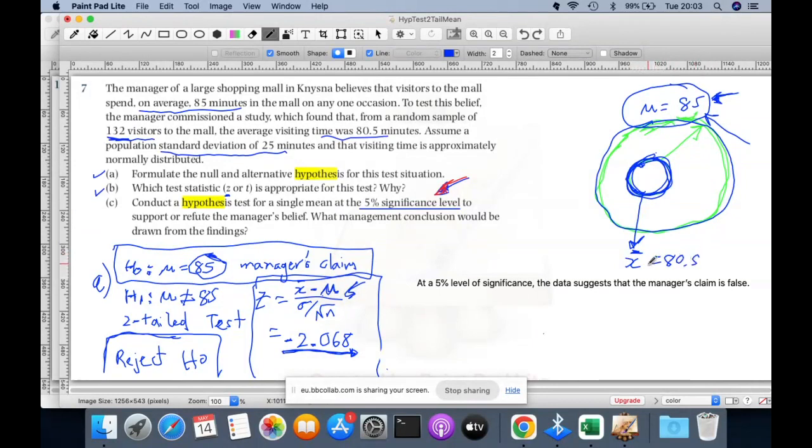Just comparing these two, you can see there is a difference. Now, if someone claimed that the average was 85 minutes, you would expect that if you took a sample, a sample much bigger than 30, whichever sample you took, the average would be closer to the true value, if that's what they claim. But you can see that 80.5 is almost 5 minutes quicker. So that is a difference.